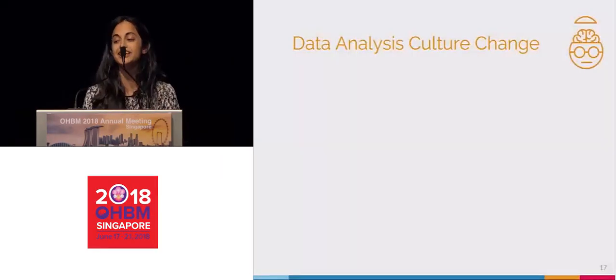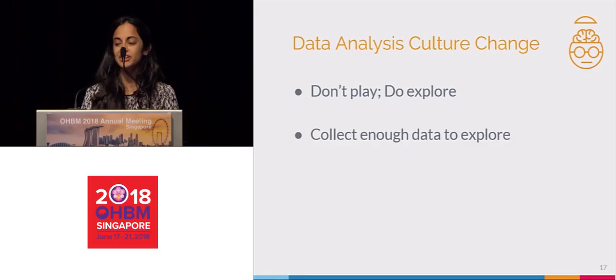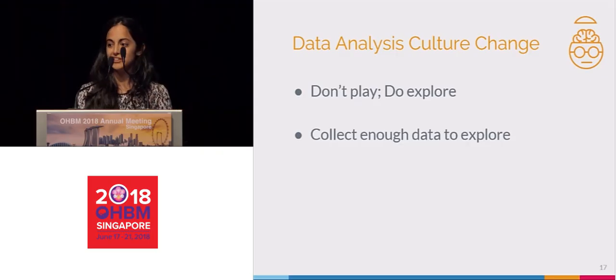And so this brings me to a data analysis culture change. You shouldn't play with your data, but you should explore it. And in order to explore it, you need to collect enough data to explore. So this means explore your data on the first 2 releases of HBN, but then stop. Make your parameter decisions there and don't play anymore.